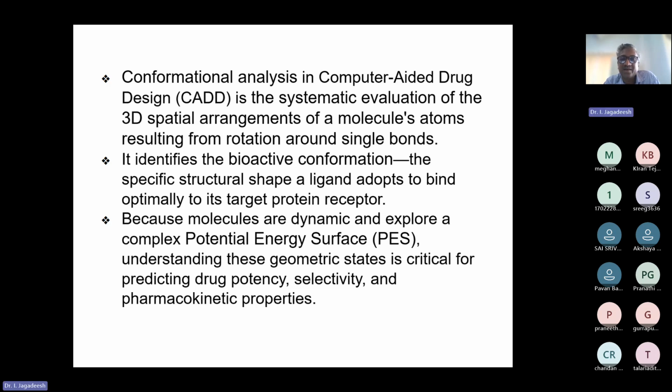Because the molecules are dynamic and explore complex potential energy surfaces, because they are having some charged species because of the functional groups present in them. Understanding these geometric states is very critical to fit into the space of the pocket of your receptor and predicting the drug potency, selectivity, and pharmacokinetic properties.